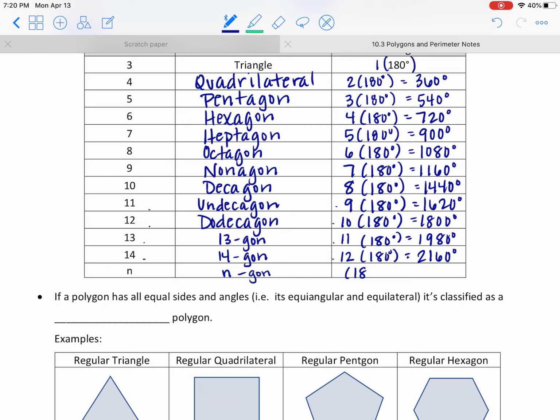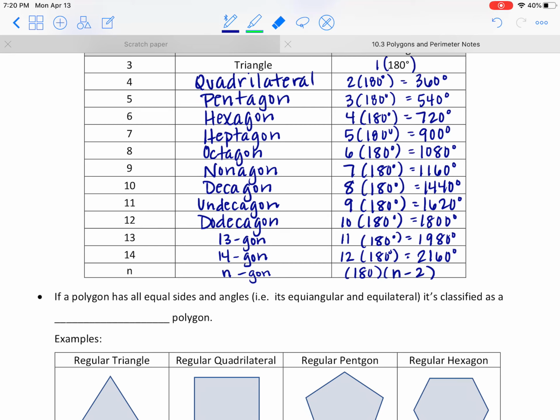So every time here, we're multiplying 180 by what? By what precisely? Well, it's the number of sides, right? Minus 2. 14 minus 2 is 12. 13 minus 2 is 11. 12 minus 2 is 10. 11 minus 2 is 9. So the number of sides, n, minus 2. That's going to give us the sum for the interior angles for any polygon.